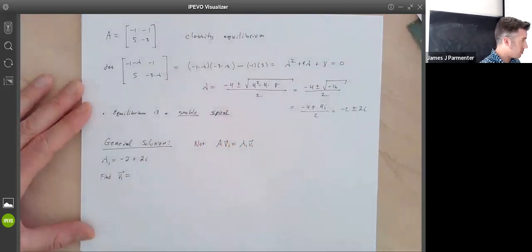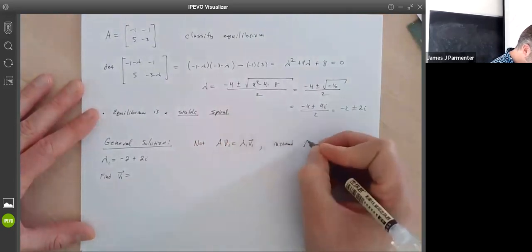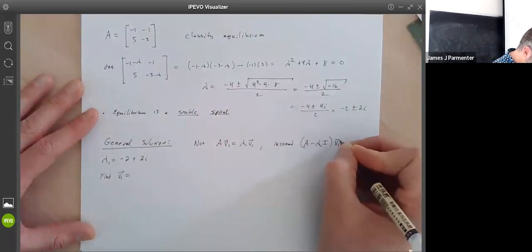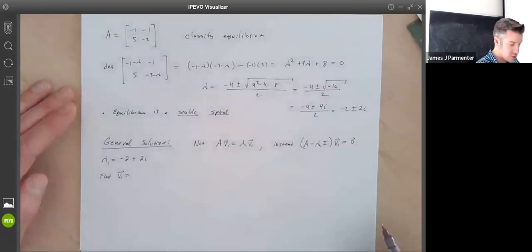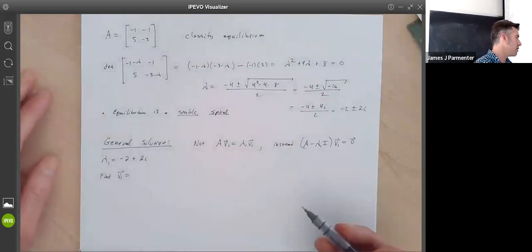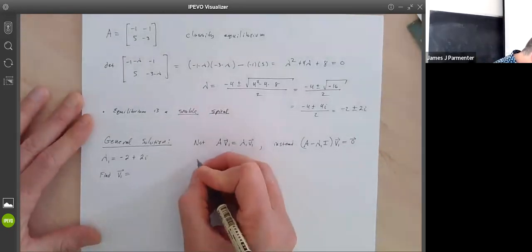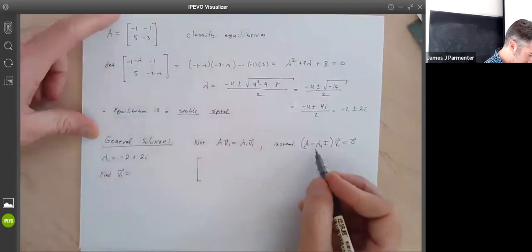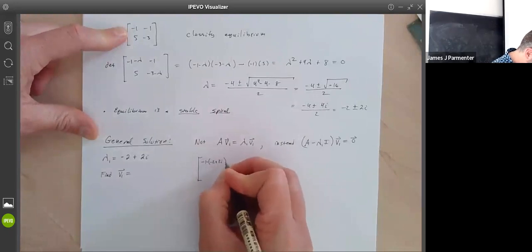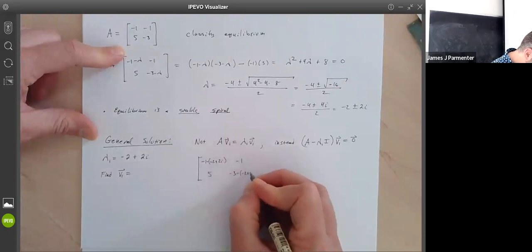Instead of doing it that way, which is my usual preference, we're going to do it the way where you do A minus lambda times the identity matrix times your eigenvector equals the 0 vector. This is generally the better way if your eigenvalue is not pretty looking, meaning it's either complex or has some irrational parts in it. So let's do it. We're going to have A minus lambda I. So we're going to do, let's see, -1 minus (-2 plus 2i), -1, 5, -3 minus (-2 plus 2i).